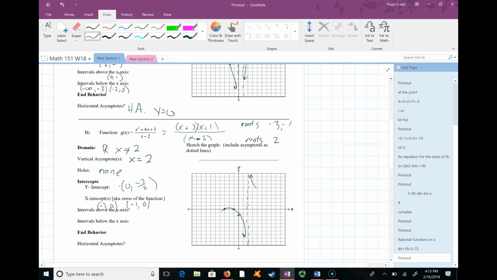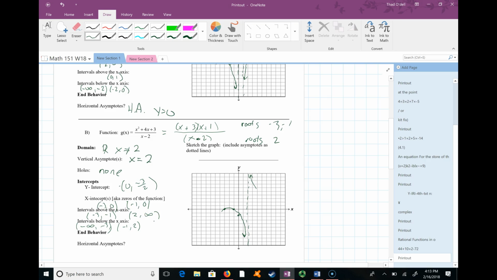So let's see. It's below from -infinity up to -3. And it's below from -1 to 2. And that's it. And so therefore it's above from -3 to -1. And it's also above from 2 to infinity.